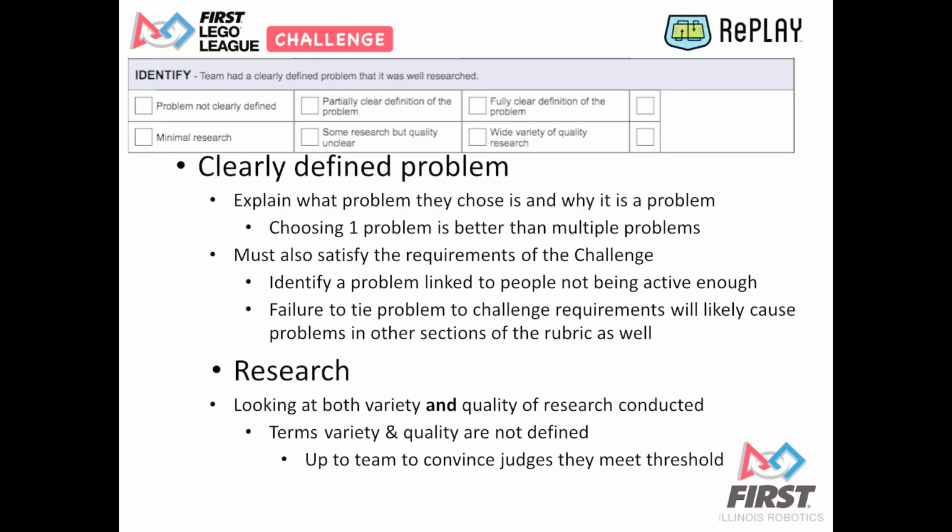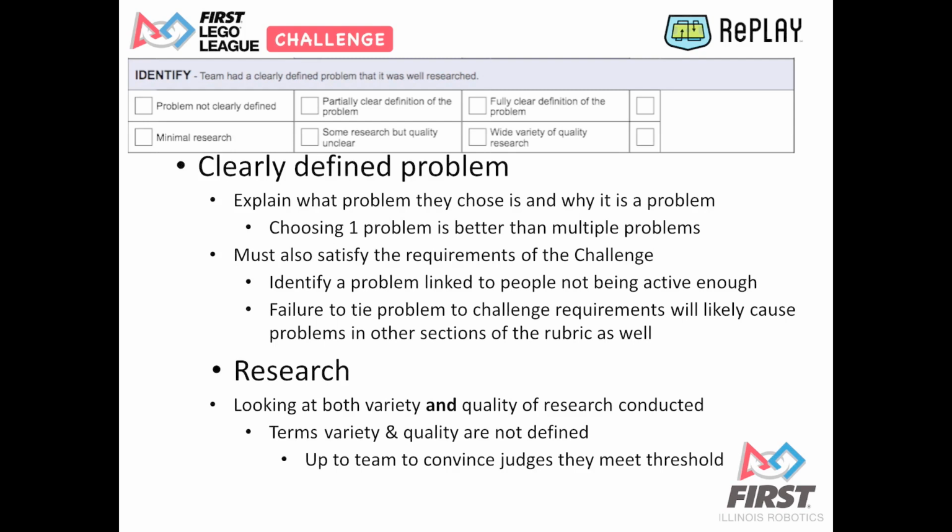The other part of the Identify section of the rubrics looks at the quantity and quality of the research about the problem that the team conducted. To do well, teams should be able to explain to judges how they conducted a wide variety of research, and why it is what the rubric calls quality research. Again, the terms wide variety and quality are not defined, so it is up to the team to be able to convey to judges why what they did constitutes a wide variety of research and why it was quality research.